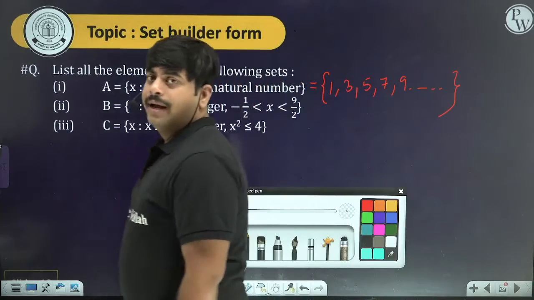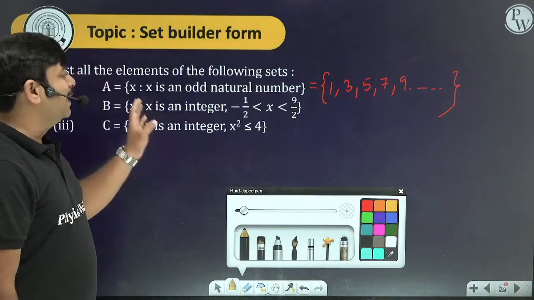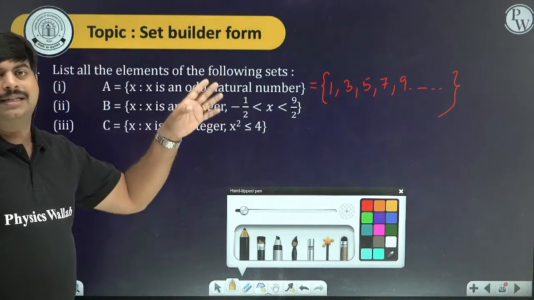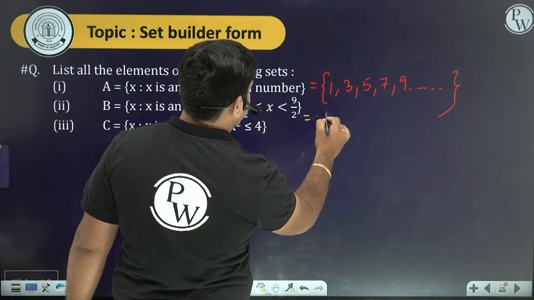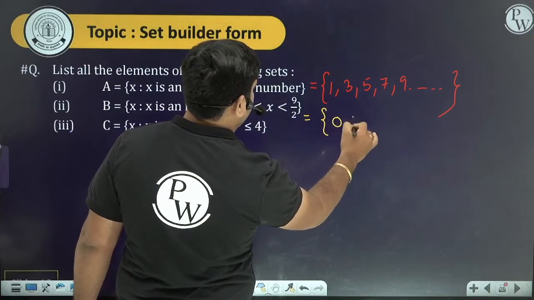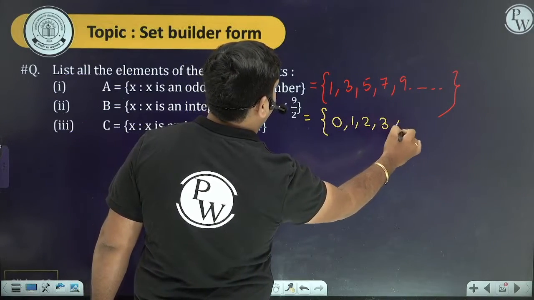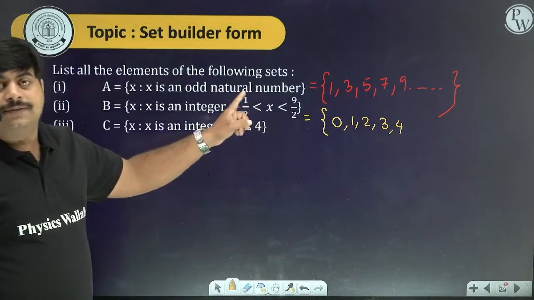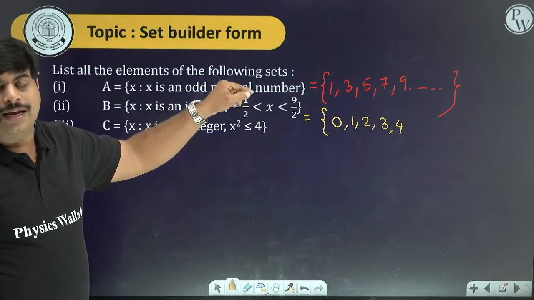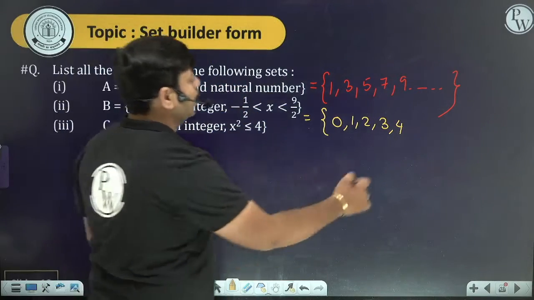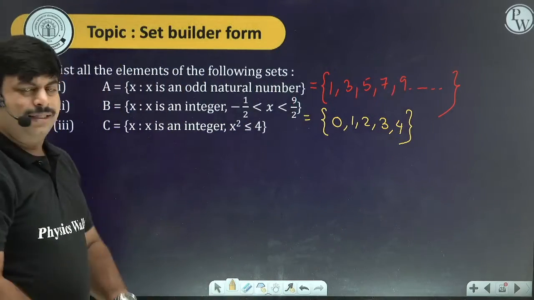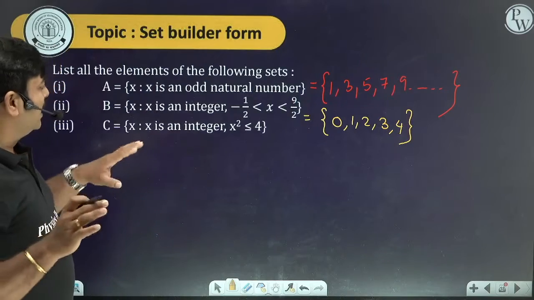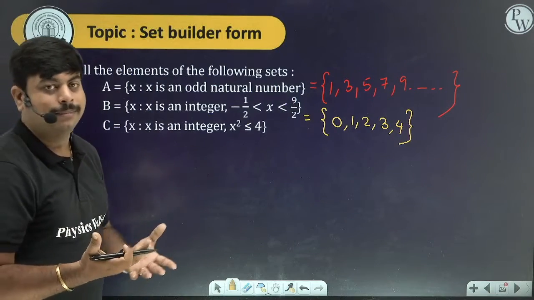Next one. What is the next one? X is an integer, minus 1 by 2 less than x less than 9 by 2. Integer. So minus 1 by 2 means the first integer I can start with is 0. Then 1, 2, 3, 4. 9 by 2 is 4.5. So you need to stop it at 4, right? Please correct me if there are any mistakes. It's quite easy that I might have missed some numbers.